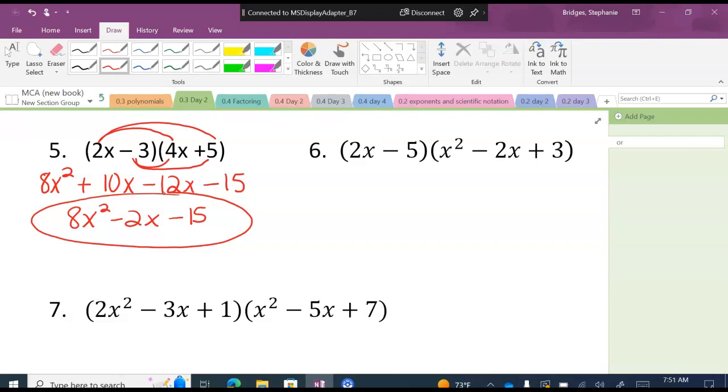This we don't technically call FOIL because you don't have a first, outer, inner, last because you have 3 terms in that second parenthesis, but the process is exactly the same.